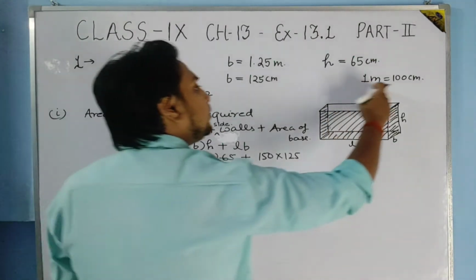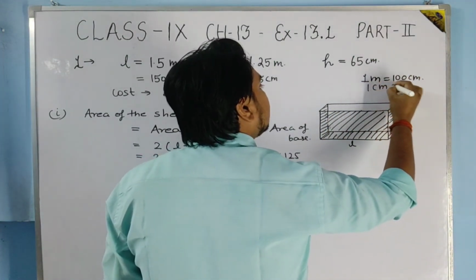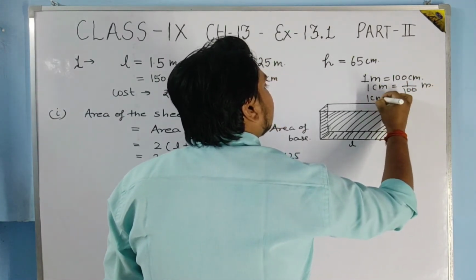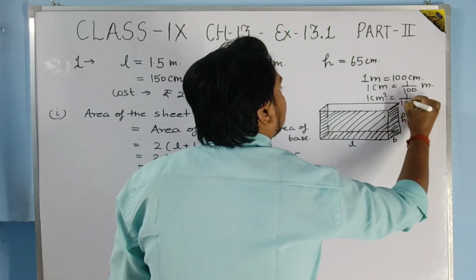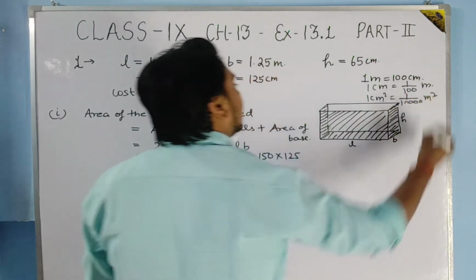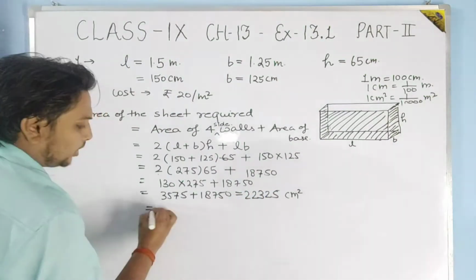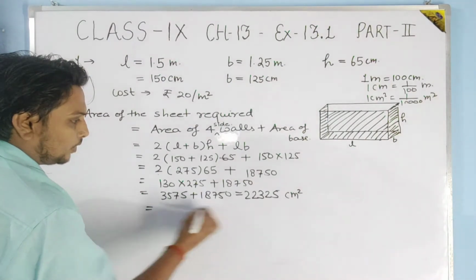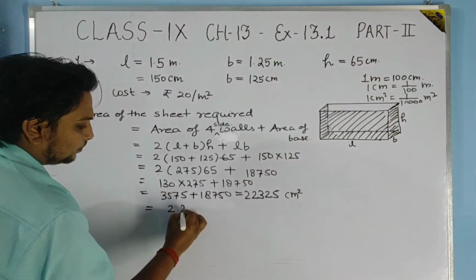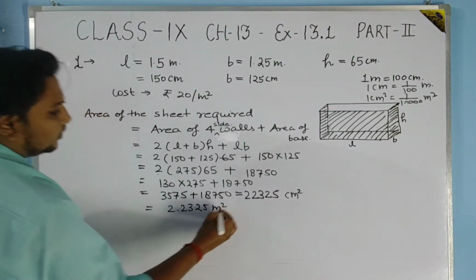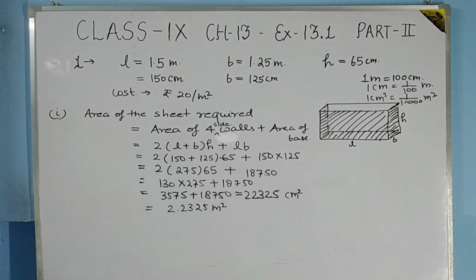So students, if 1 meter is equal to 100 centimeter, then 1 centimeter is equal to 1 upon 100 meter, and then 1 centimeter square will be 1 upon 10,000 meter square. Okay, so we have to change it in meter square. So if we change it in meter square, we have to divide it by 10,000. So it is the answer of the first part, that how much area it will cover.